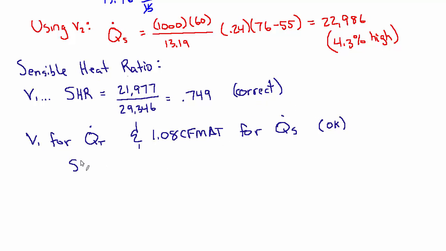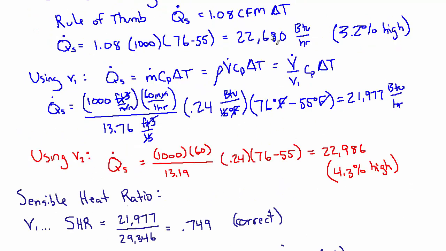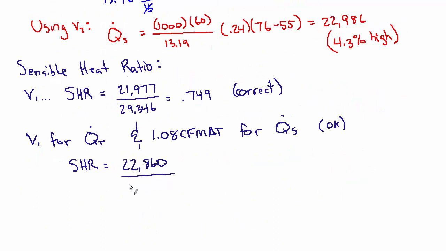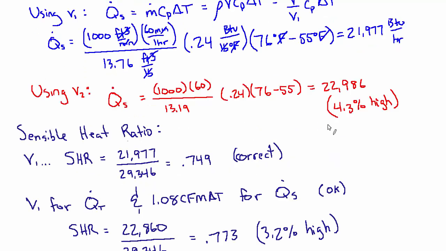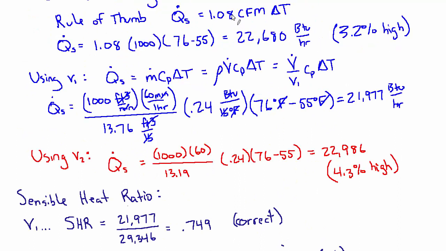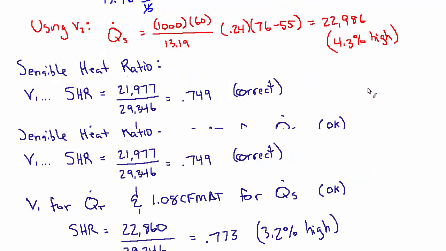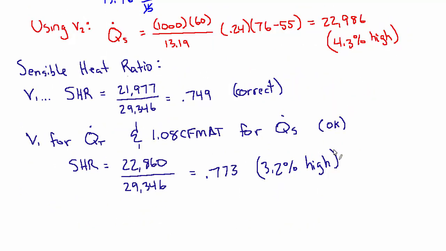So in that case, we would get a sensible heat ratio of, let's go to our rule of thumb, 22,860 over the same denominator, 29,346. And that gives us a sensible heat ratio of 0.773. So it slightly overstates the fraction of the total cooling, which is sensible. So that's 3.2% high. And that's a familiar number because we said earlier, when we used the rule of thumb in the first place, we were 3.2% high on the sensible cooling. So that error has just propagated through here to the sensible heat ratio.